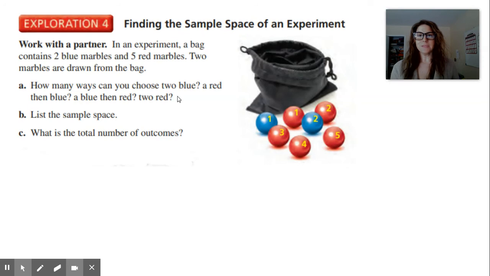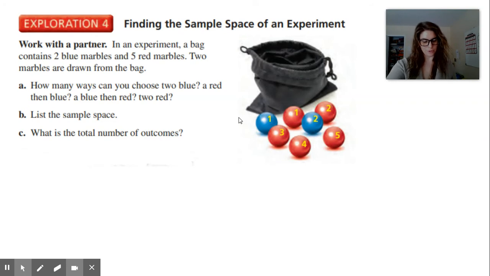So when it says, how many ways can you choose 2 blue balls? So if all I focus on are these 2, I can pick ball 1 first and then ball 2. That's one way. What if I pick ball 2? Well, now I got ball 2 and then ball 1 I can choose from. That's a second way. So there's only 2 possibilities for that one.